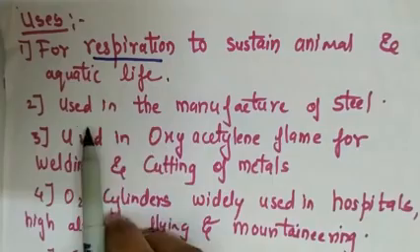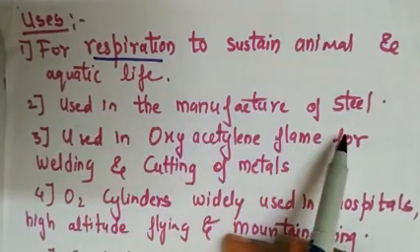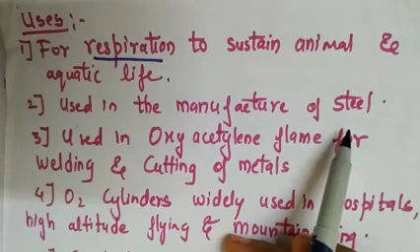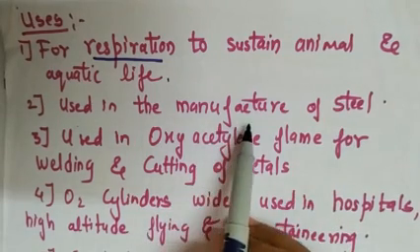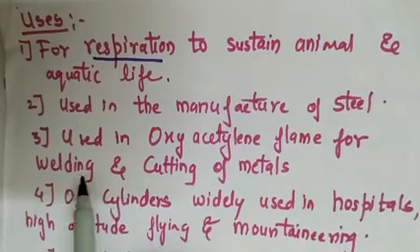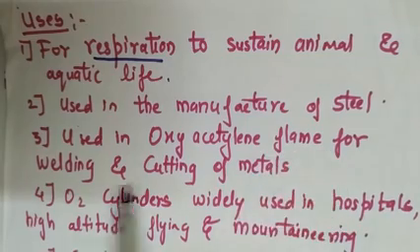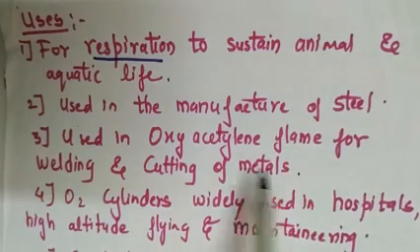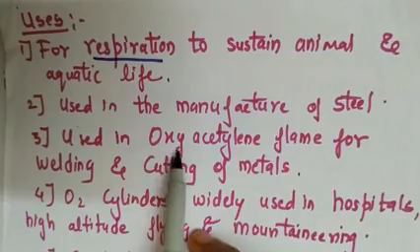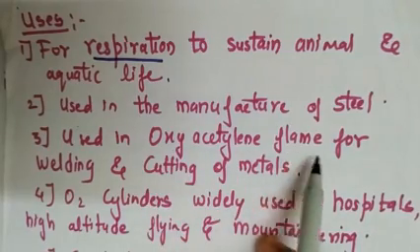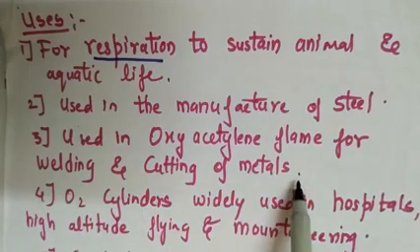Also, oxygen is used in the manufacture of steel. Compounds of steel are there, and for that also oxygen is used. And it is also used in oxyacetylene flame for welding and cutting of metals. Acetylene combines with oxygen to form oxyacetylene flame for welding and cutting of metals.